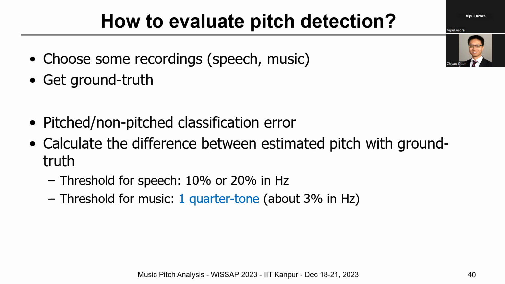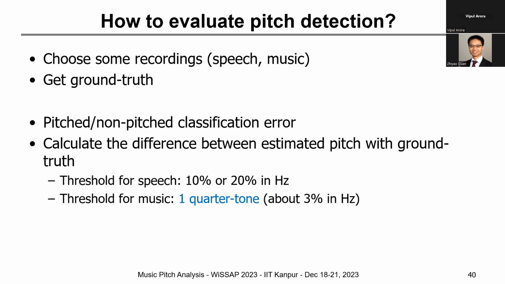And for pitched frames, we can calculate the difference between the estimated pitch and the ground truth pitch. And we can use thresholds to decide whether the estimated pitch is correct or wrong. For different types of recordings, we can use different thresholds. For speech pitch detection, people typically use 10% or 20% in hertz as a threshold. If your estimated pitch is within 10% of the ground truth pitch, then it's considered correct.